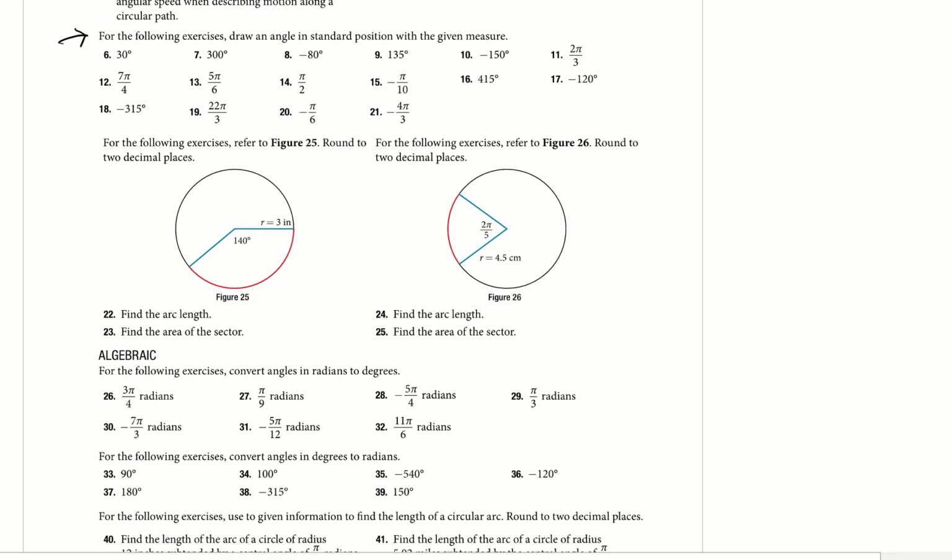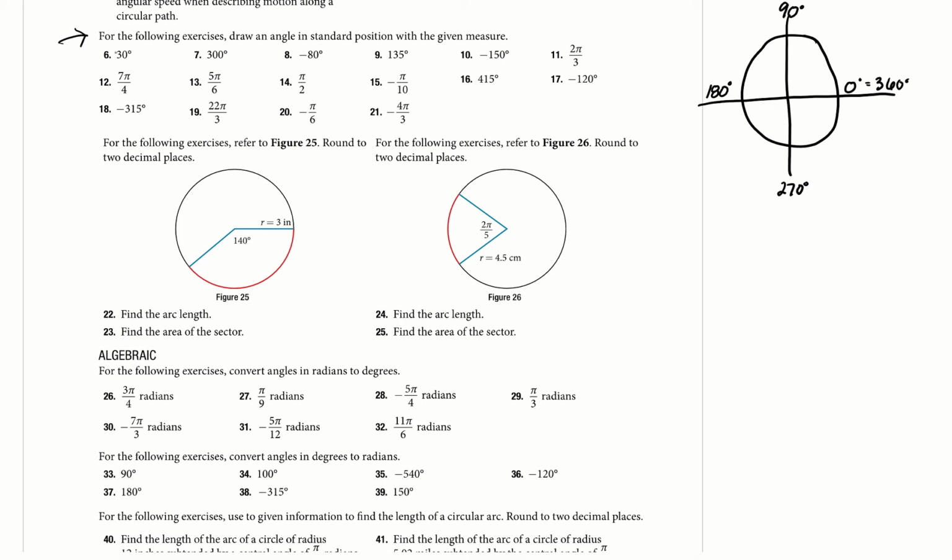Angles in standard position. So these are good to use for practice, because remember, this is 0 degrees, this is 90 degrees, this is 180, this is 270, and 0 degrees is also 360 degrees because it's a full circle. Remember, everything comes right back to where we started.